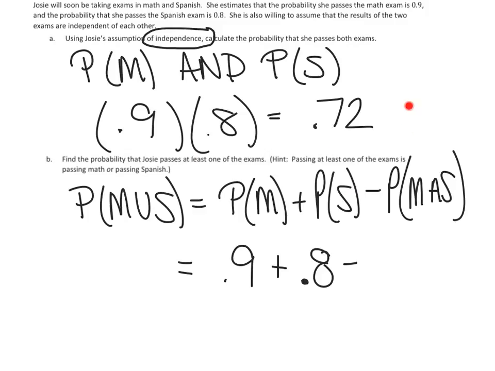And guess what you just found right here? The probability that she passes math and Spanish. So now I have to subtract 0.72. So that probability is 0.98. So there's a very high chance that Josie's going to pass at least one of these exams.